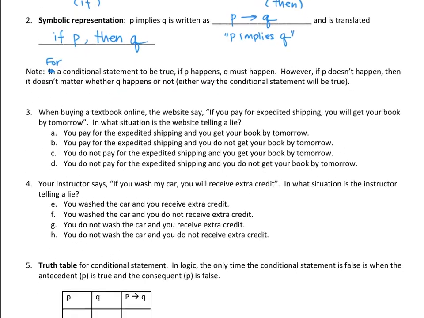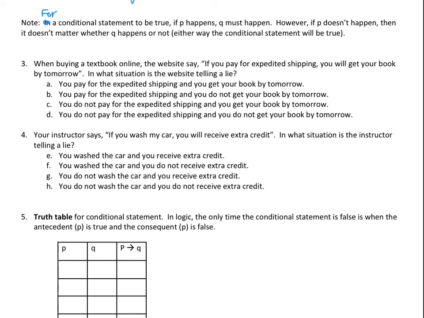All right, let's look at number 3. It says, when buying a textbook online, the website says, if you pay for expedited shipping, there's a comma, so a then part is indicated, you will get your book by tomorrow. So there's an if-then statement. This is my P, this is my Q, right? If you pay for the expedited shipping, then you'll get the book by tomorrow. So the question is, in what situation is the website telling a lie, right?